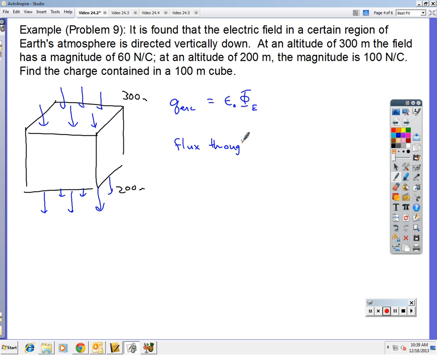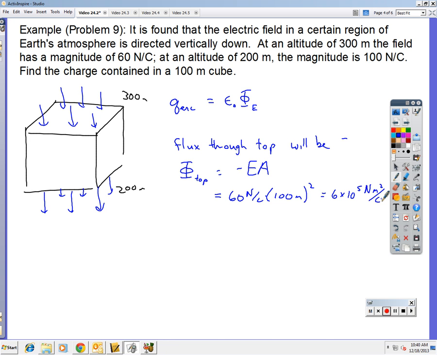And we'll also see, okay, the flux through the top, because the field points inward there, it will be negative. So phi top is equal to negative EA. Because the field is perpendicular to that surface, and E is 60 newtons per coulomb, A is the area of the square, which is 100 meters squared, and that works out to be 6 times 10 to the 5th. Units of flux are Newton meters squared per coulomb.